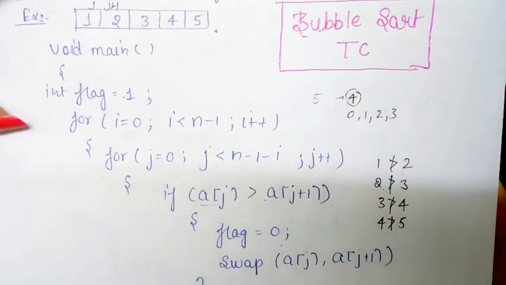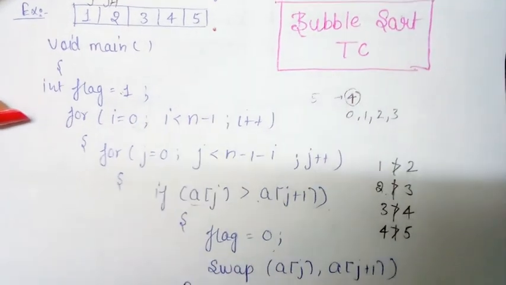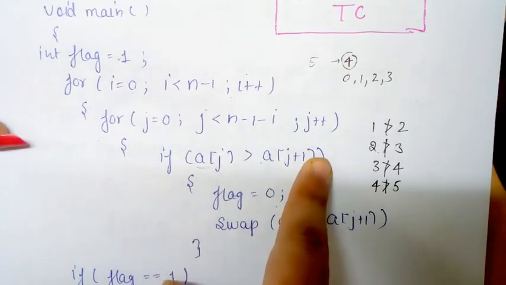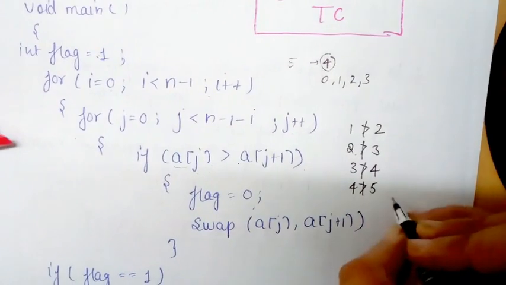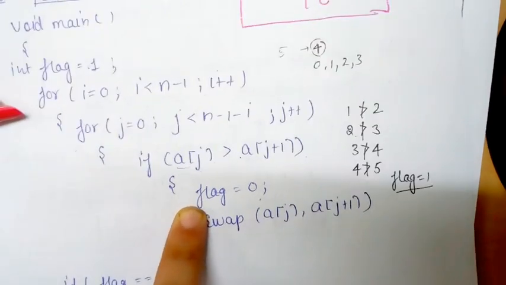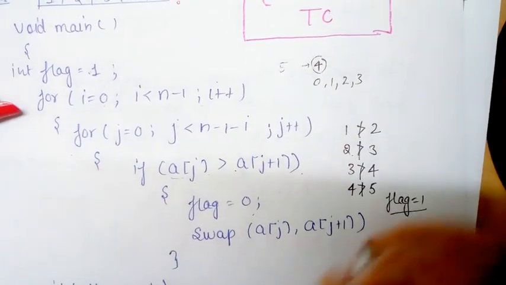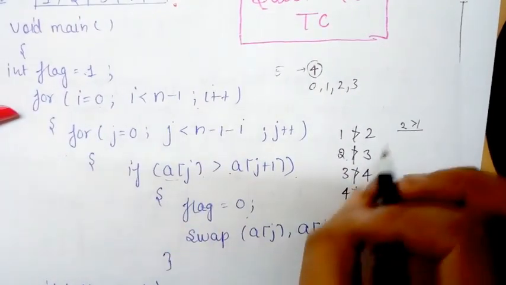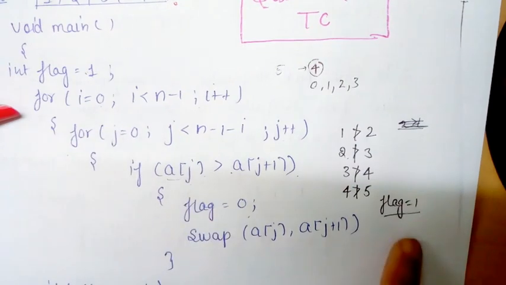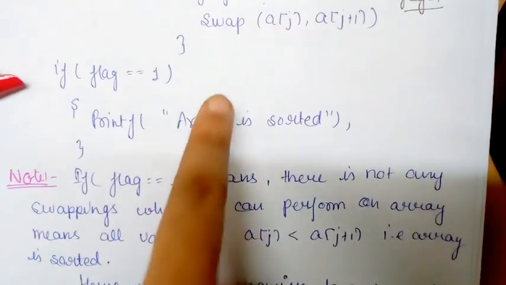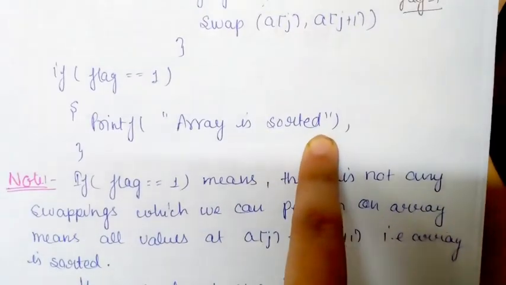If you don't know how I am doing the comparison, please see my last video lecture on bubble sort. At last the flag value is 1 only, because we have not entered into this loop. If any of the elements, suppose 2 were greater than 1, only then could we enter this loop, but at last the flag value is 1 only. Now see here, as I have written, if the flag value is 1, that means the array is sorted.